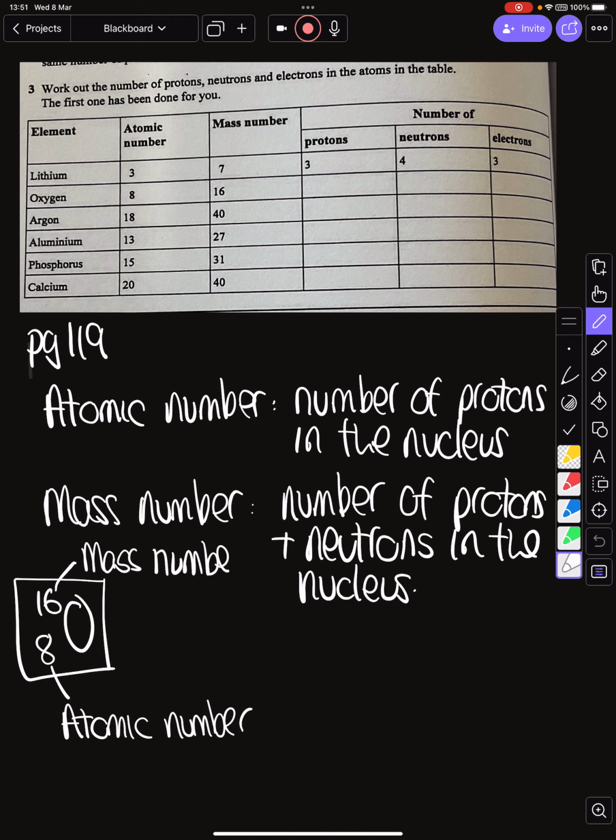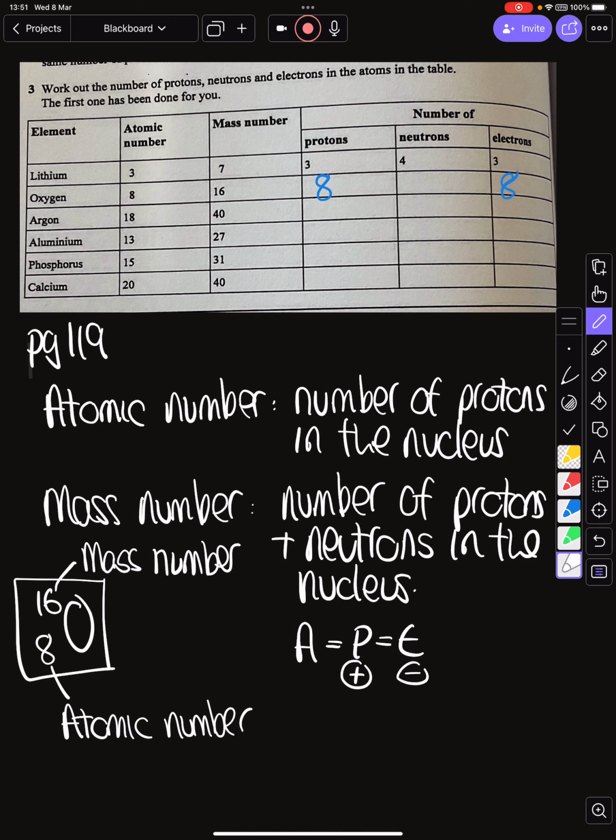Now, to work out how to fill in our tables, I use an acronym called APE MAN. A is equal to P is equal to E. The A stands for your atomic number, the P is the number of protons, and the E is the number of electrons. So if I know my atomic number down here is 8, then I have 8 protons and 8 electrons, which I can fill in my box.